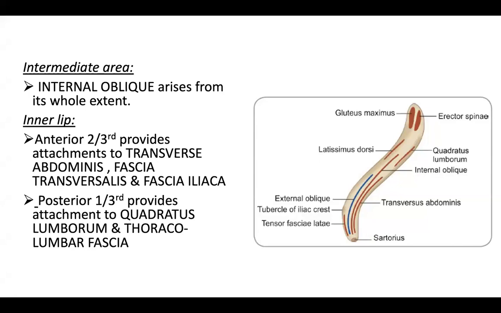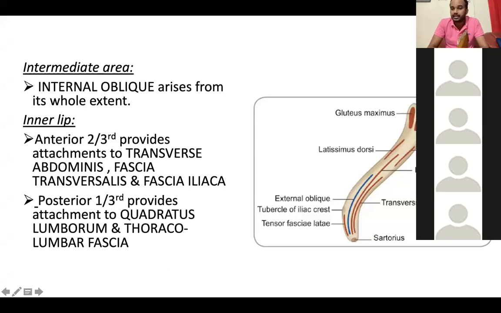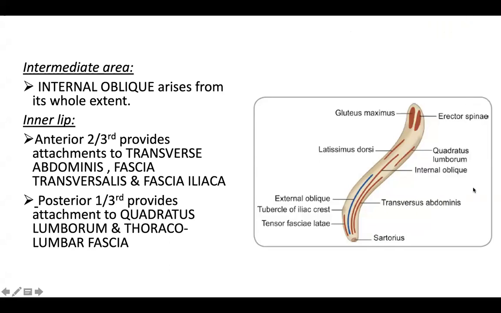Yes, sir. So the ventral segment or the anterior 2/3 of the iliac crest is divided into outer lip, inner lip, and intermediate area. And you know what are all the muscles attached to the outer lip, intermediate area, and inner lip. Is it clear? Then what is left over? Is the iliac crest over, or do we need to discuss anything more?